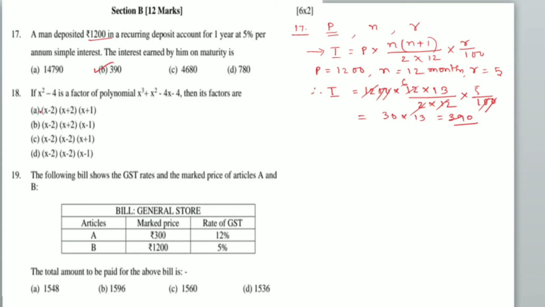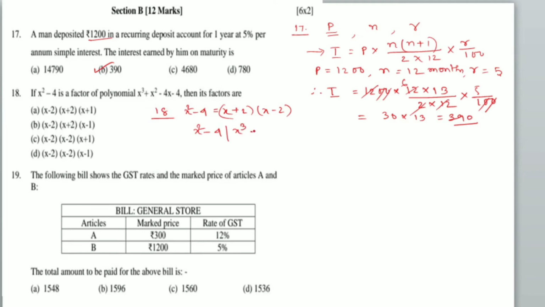Okay, now we will solve problem number 18. Okay, here you can see if x square minus 4 is a factor of the polynomial x cube plus x square minus 4x minus 4, then its factors are what? There is a list. Now you can see here the degree of the equation is 3, so it has 3 factors. Okay, and 2 of them are given because x square minus 4 means x plus 2 into x minus 2. So 2 factors are given. We have to find out another factor. Then we can find the other factor by division.